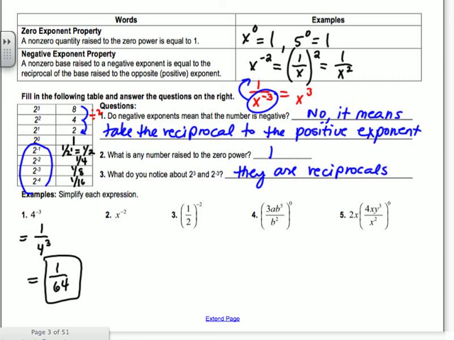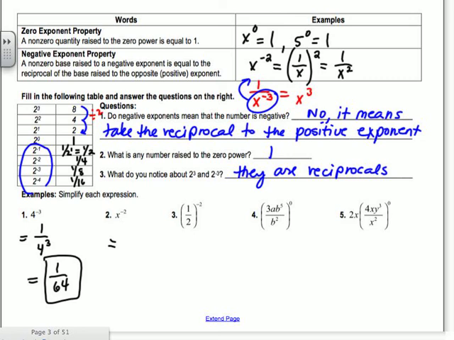Okay, x to the -2. This is a big one. I do this all the time in AP Calculus, and some people always forget it. So you need to know this for the rest of your math classes. So x to the -2. How do I simplify that?